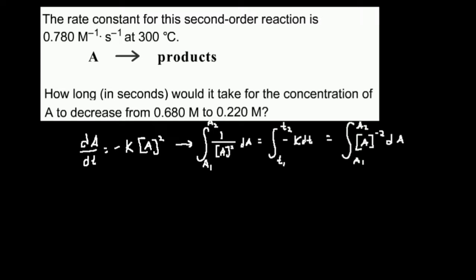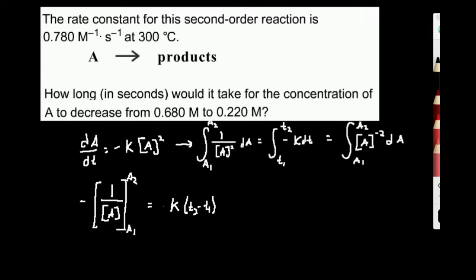So if I integrate this, I'm going to have 1 over A, because if I increase this power by 1, I'm going to have A to the minus 1, and then I have to divide by that power, so that's divided by negative 1, so I throw a negative sign out in front, evaluated from A1 to A2 is equal to minus k times t2 minus t1. That's just the fundamental theorem of calculus. Notice I can ultimately get rid of these negative signs because they're on both sides of the equation. So what am I ultimately left with here? Well, when I evaluate this side, it's going to be 1 over concentration of A2 minus 1 over the concentration of A1 is equal to k times t2 minus t1.